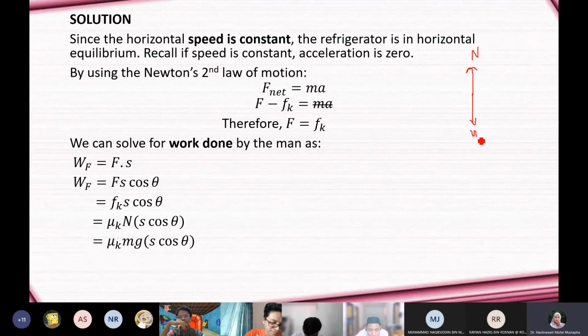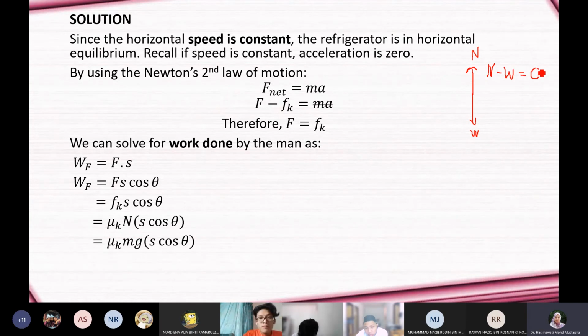So because the sum of Fy is equal to 0. What is the sum of Fy? N minus W equal to 0. So N, my handwriting is so bad. N is equal to W. So N is W, so you replace N with W.